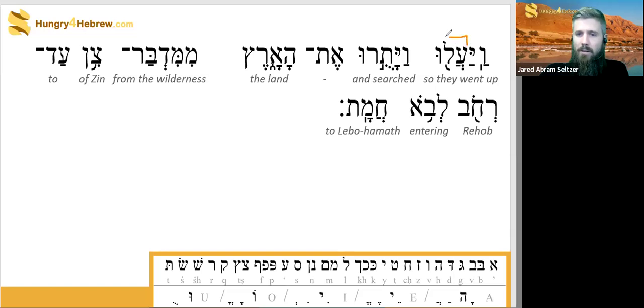Vaya'alu, and they ascended. Vayaturu, and they did reconnaissance. They searched out et haaretz, the land. Where did they go? Mimidbar Tzin. They started off from the wilderness of Tzin, which is on the south side.